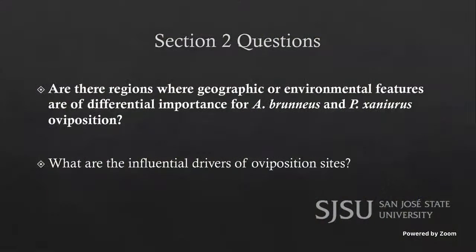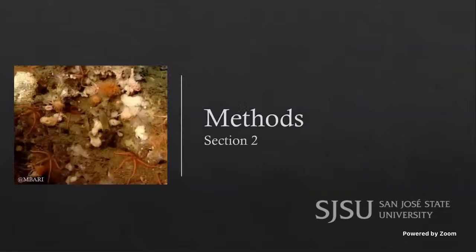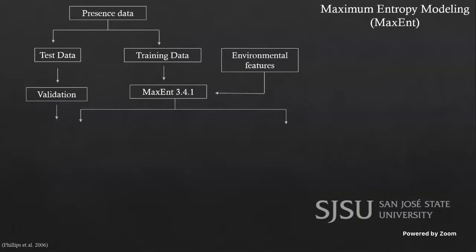Moving right along. In section 2, are there regions where geographic or environmental features are of differential importance to A. brunneus and P. xanthurus oviposition, as well as what are the influential drivers of oviposition sites? In order to do so, I employed maximum entropy modeling, or MaxEnt. This is a machine learning technique where distribution can be predicted from a set of presence-only data.